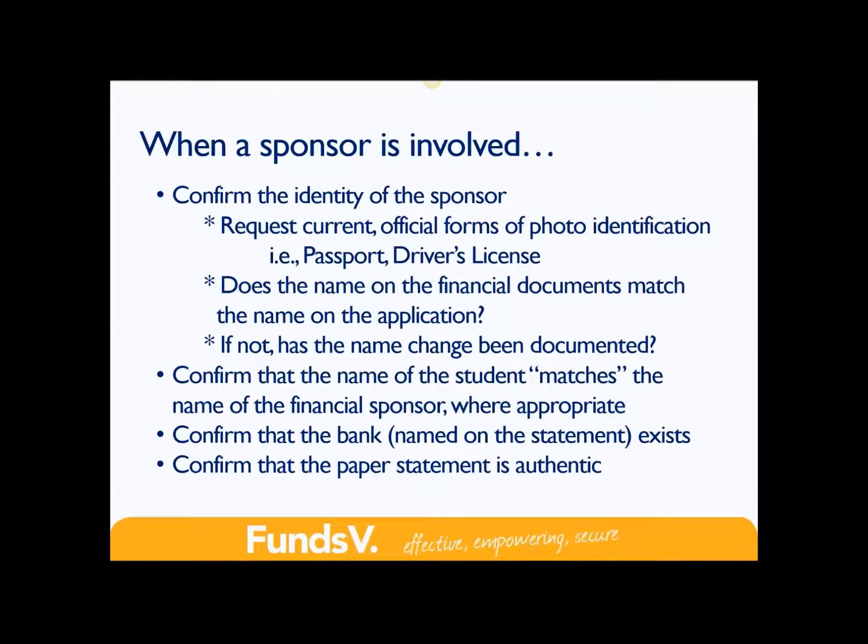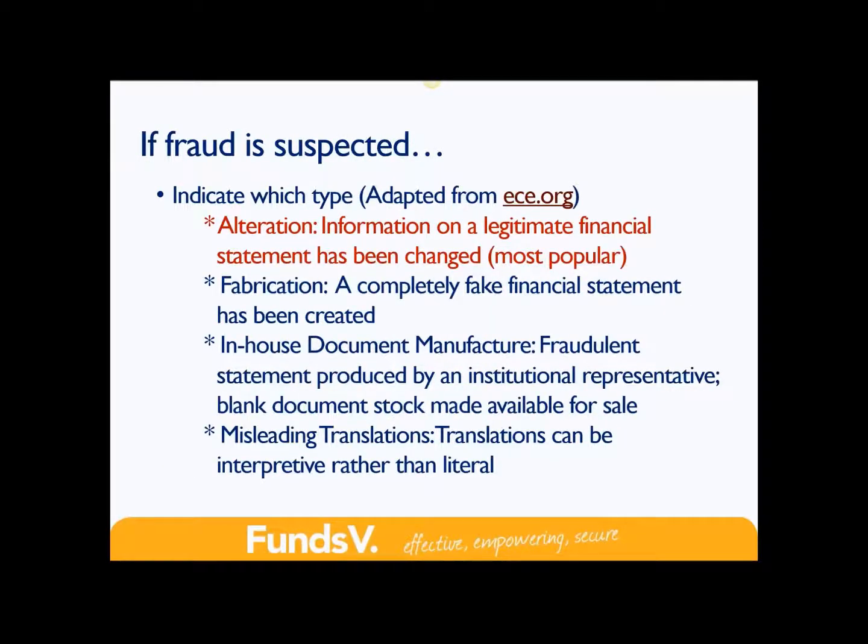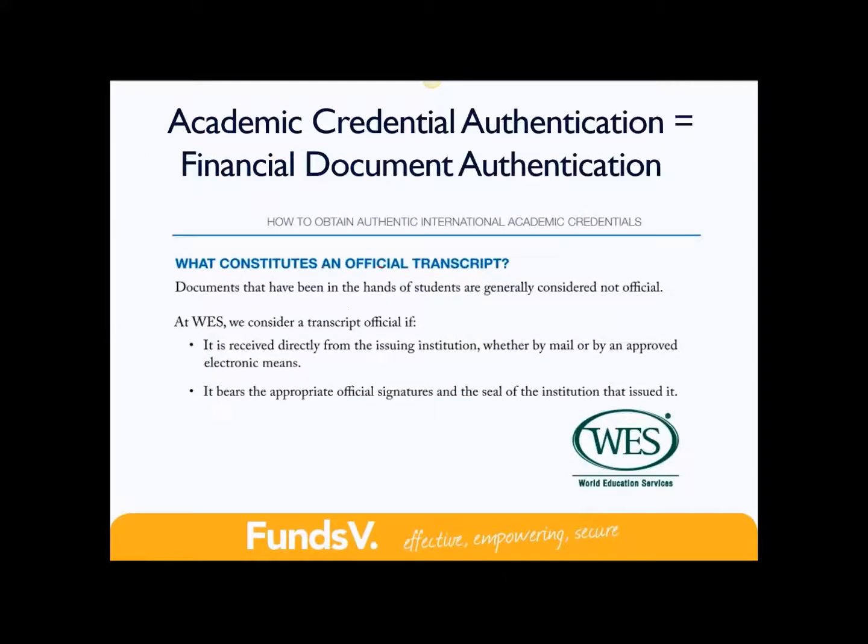So when a financial sponsor is involved, the evaluator must confirm his or her identity as well, obviously, and authenticate their documents accordingly. Probably the most popular issue here are name changes, which of course happen regularly. It's just a matter of documenting officially those name changes. So if fraud is suspected, then the evaluator has to document which type. From our experience, alteration is the most common form on financial statements where information on an authentic statement has been changed. So these types of fraud, by the way, were originally defined by ECE, that's Education Credential Evaluators based in Milwaukee, in the academic transcript environment.